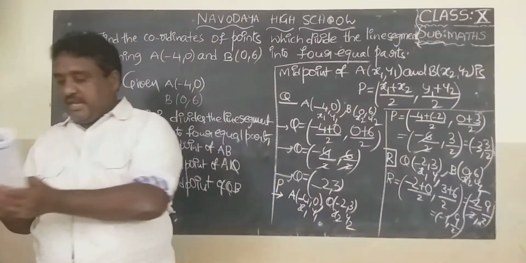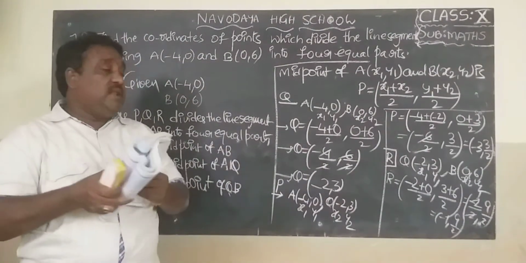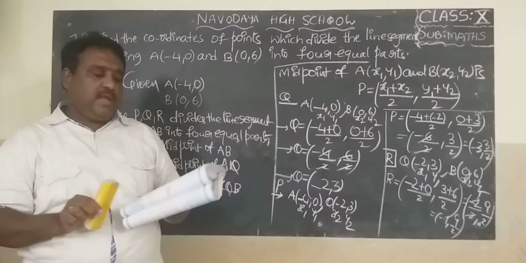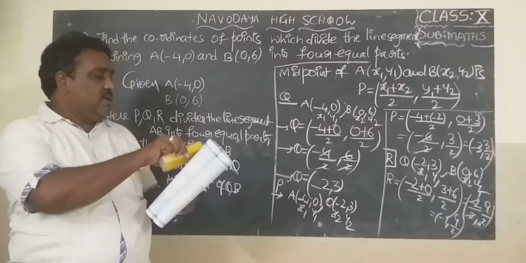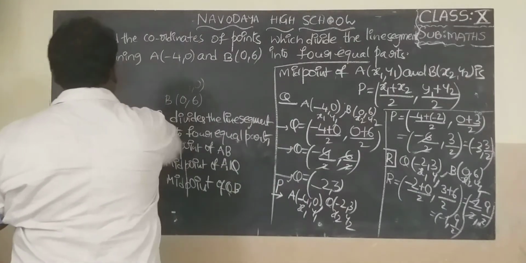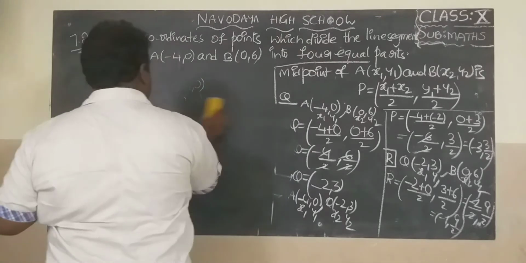Then problem number 8 is the same model. In the 7th one, I applied the midpoint formula. In the 8th one, I want to apply the ratio formula. 8th one, same model. Again 4 equal parts.